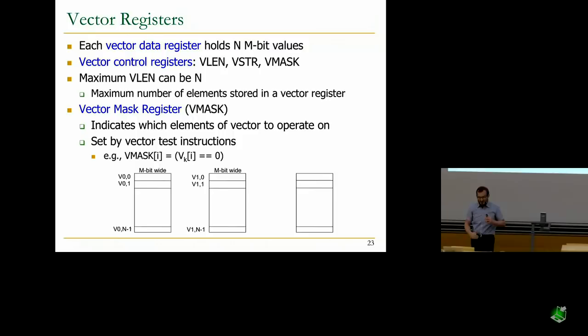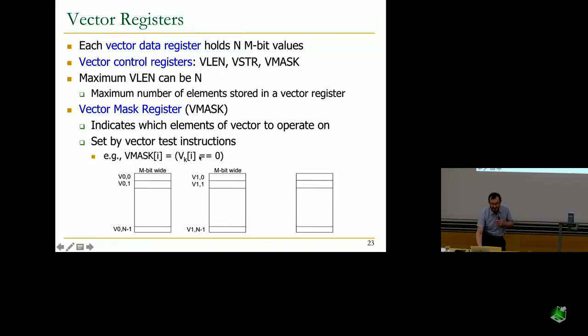Now, how do you determine which of those elements you're going to operate on? Well, you set the vector mask register by testing a condition. For example, if you do an element-wise comparison to zero of a vector register, if that's true, you set the vector mask for that element to be one. One means you should do the next upcoming operations on that element. So if you want to conditionally add two vectors, or let's say conditionally divide, you don't want to divide by zero, right? You want to test if the second vector's elements are zeros or not.